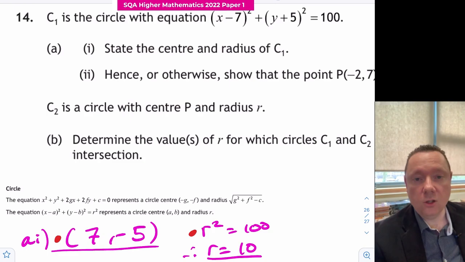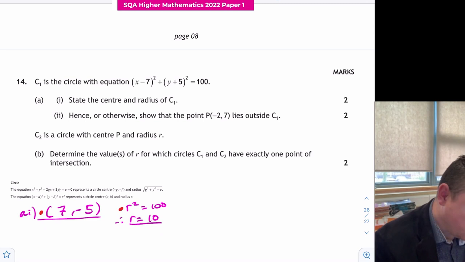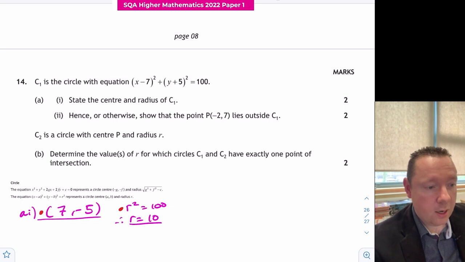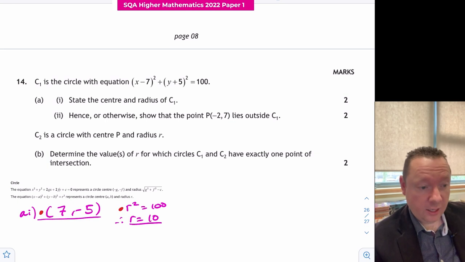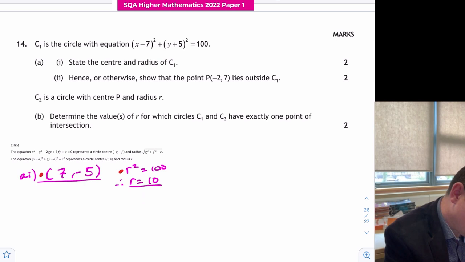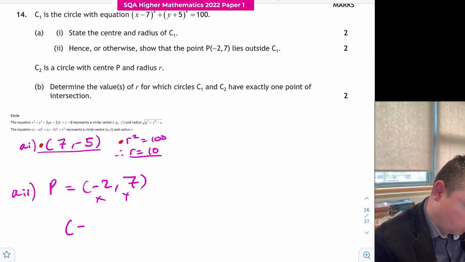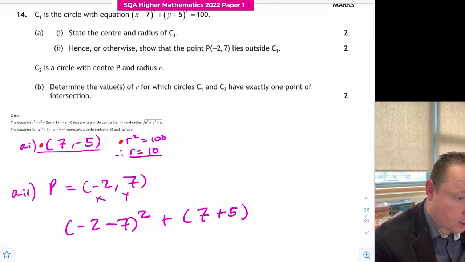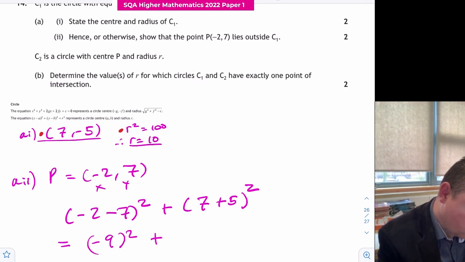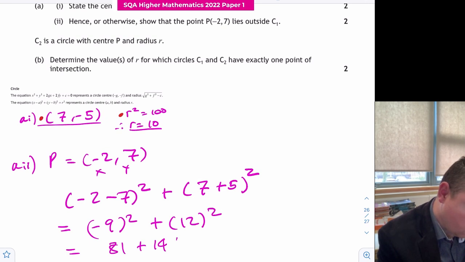So let's move on to part two of the question, and zoom a little bit. Part two says, hence or otherwise show the point (minus 2, 7) lies outside of circle C1. Well, we can just substitute point P into the circle and check, does it actually equal 100 or not? So P equals (minus 2, 7), which is our x and y. So for 1 mark, substituting that in: (minus 2 take away 7) squared plus (7 plus 5) squared is minus 9 all squared plus 12 all squared, that's 81 plus 144, which equals 225.